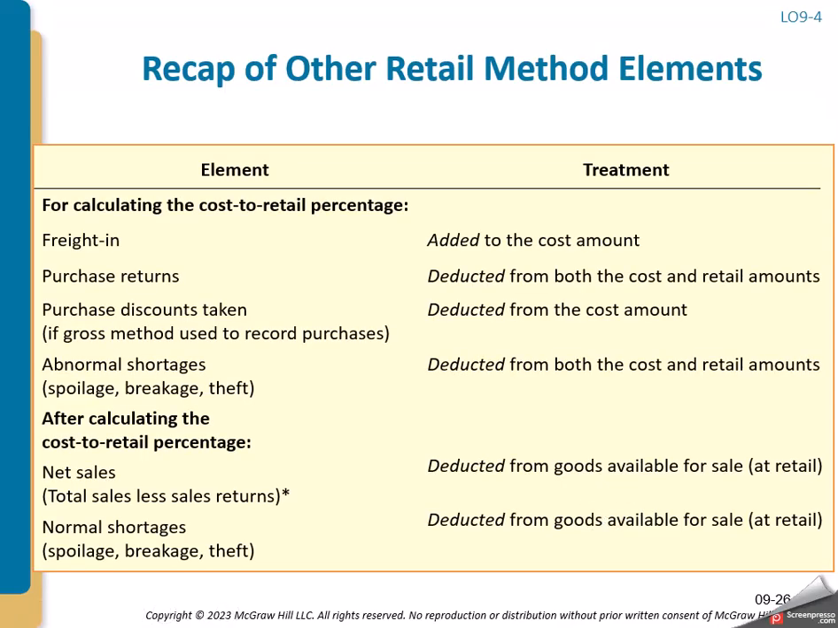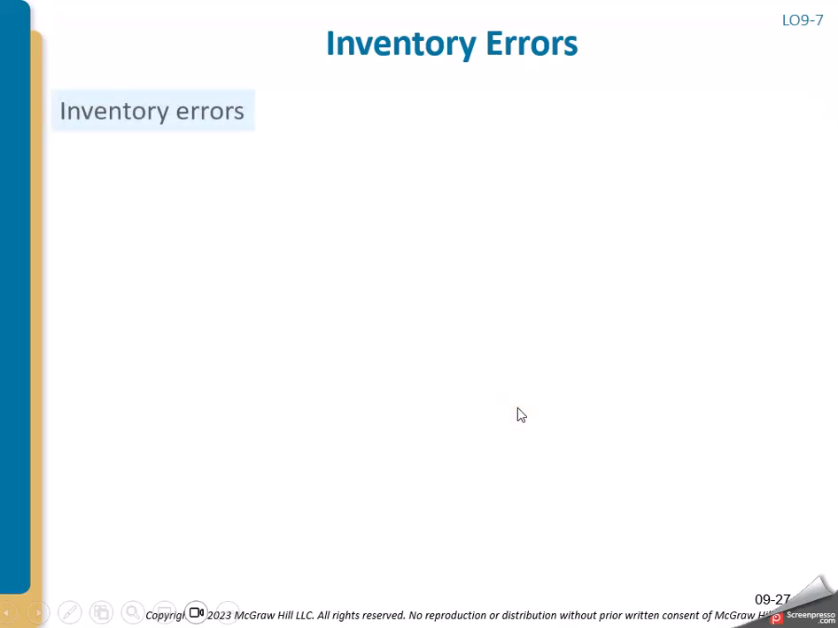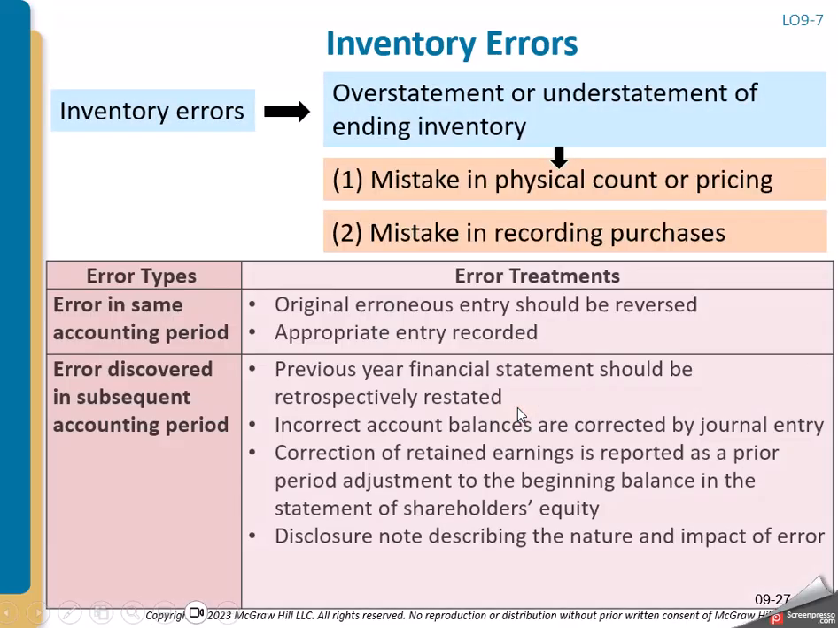So here again gives you a little summary of what is included. What increases our costs? What decreases our costs? Does it decrease our retail amount or just the cost? So a little summary of how those impact it.